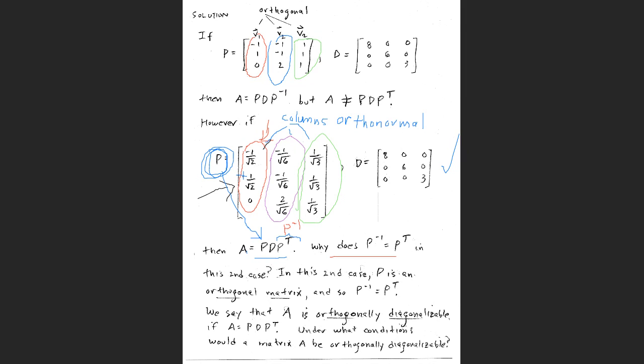Why is this true in this second case? In this second case, the matrix P is an orthogonal matrix. An orthogonal matrix has columns that are orthonormal. And so P inverse equals P transpose. How many remember orthogonal matrices? Recall that. Okay, good. Good, Eleanor. Excellent.